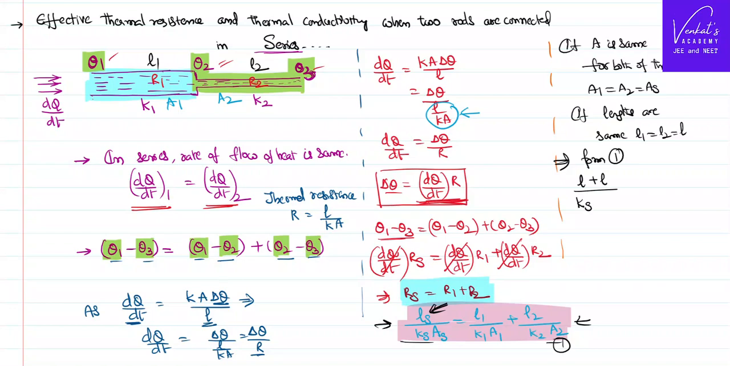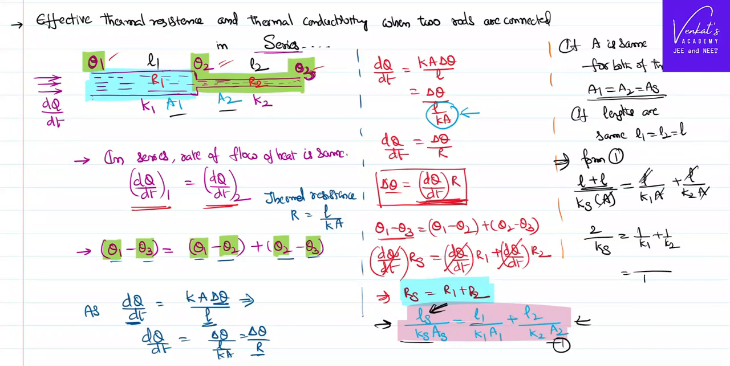By K series, A series is A itself, because I have assumed that all areas are equal. That is a particular condition I am trying to derive. This equals L1 is L, K1 A1 is A, L2 is L, K2 and A. So L by A can be cancelled on both sides. This is L plus L, that is 2L, and the 1L is cancelled here. So 2 by K series can be written as 1 by K1 plus 1 by K2, which when simplified is K1 plus K2 over K1 K2. So K series is 2 K1 K2 by K1 plus K2. That's the derivation that we have made.